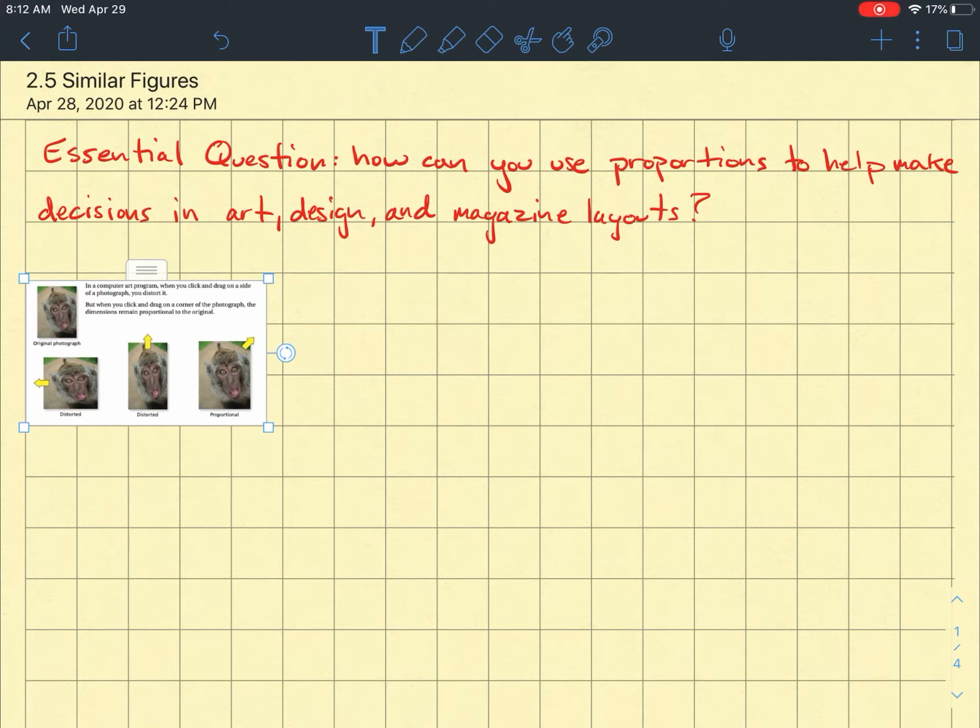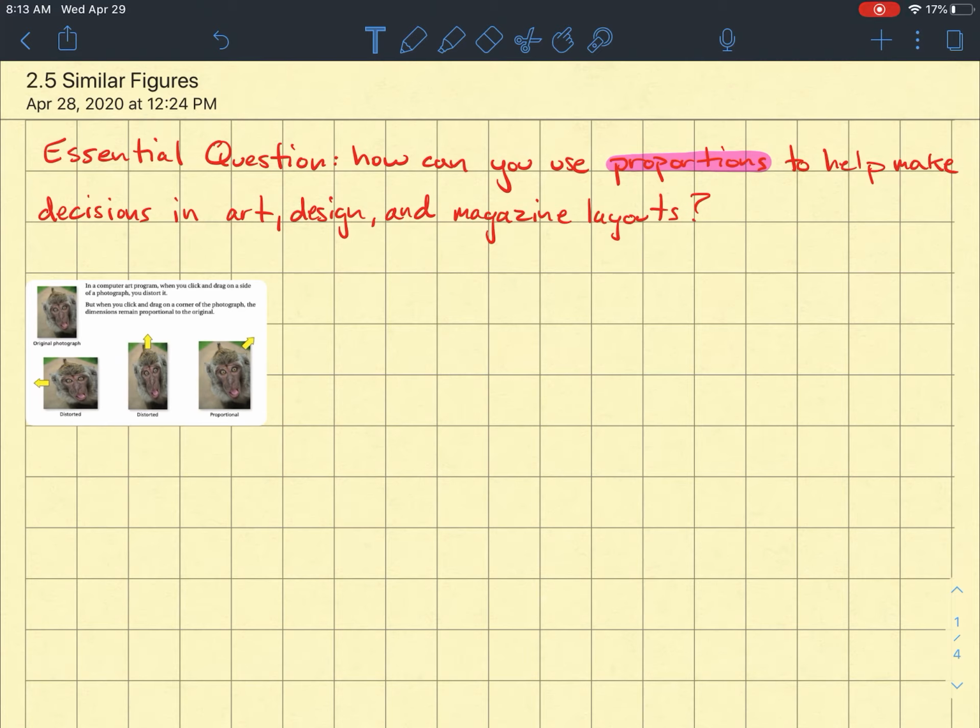Science. We're going to start reviewing Chapter 2, Lesson 5. So we're approaching the latter part of the chapter. The title of this lesson is called Similar Figures. So the essential question is, how can you use proportions, so this is a key word here, proportions, to help make decisions in art, design, and magazine layouts.